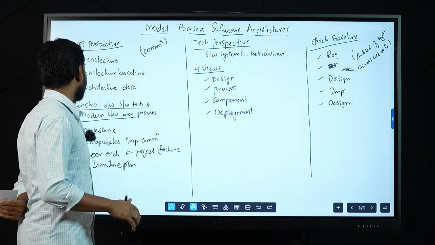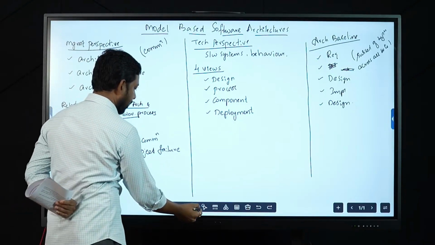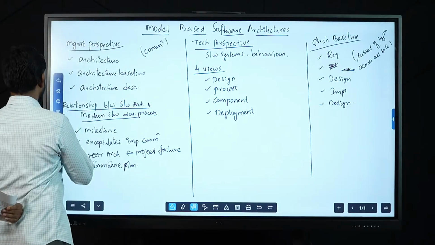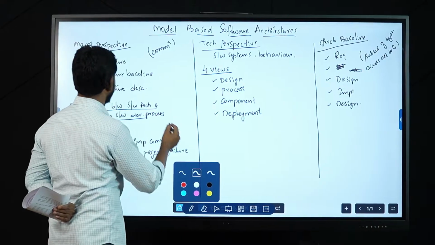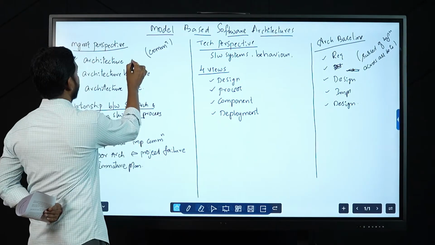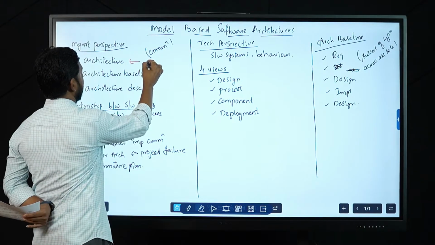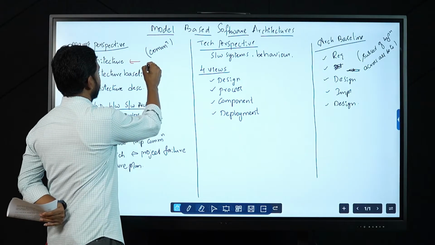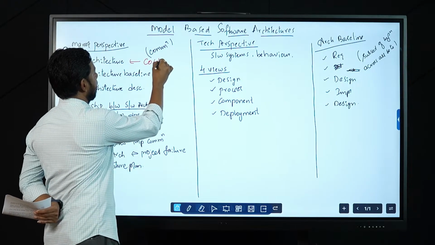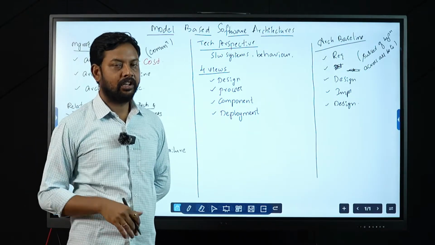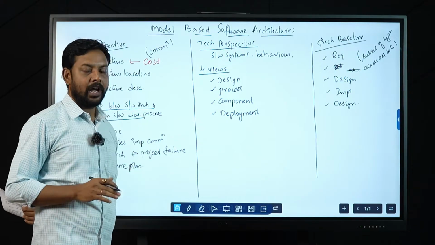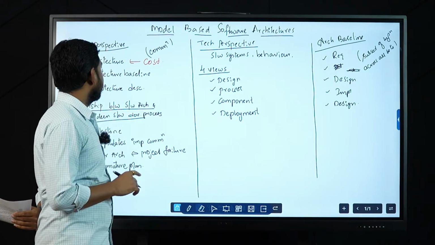The management perspective majorly lies in three different types. First is your architecture. As I already said, this architecture is going to majorly focus on the baseline, and it is mostly focusing on the cost associated with your project. What is the total cost associated with your project development? That is discussed within your architecture as your first point.